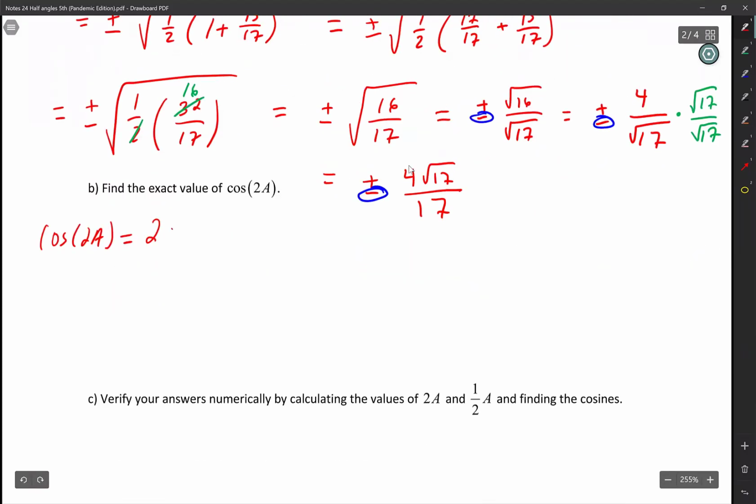I think it's 2 cosine squared of angle A minus 1. Was that the formula? There it is. See that? You guys already memorized it. So I'm just going to plug in.